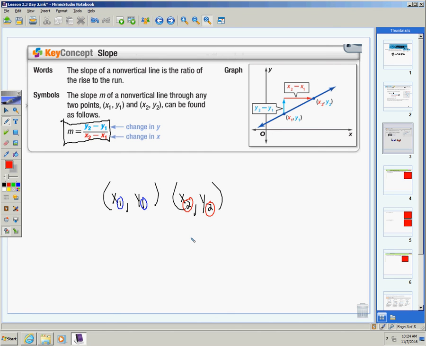But this is just our general formula for slope. Slope equals y2 minus y1 over x2 minus x1. And every time you see slope, we're always going to say it is m. Okay? So whenever you see m equals, they're talking about slope. M represents slope.